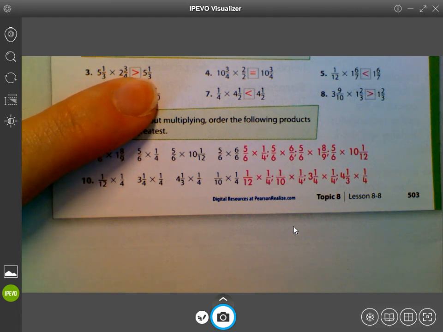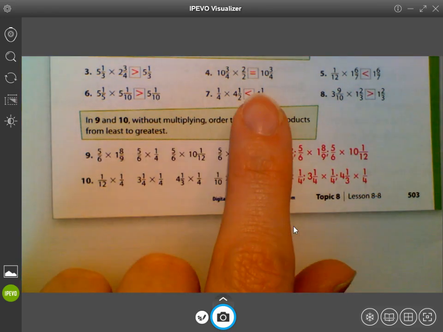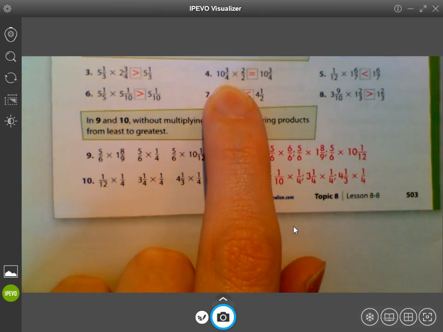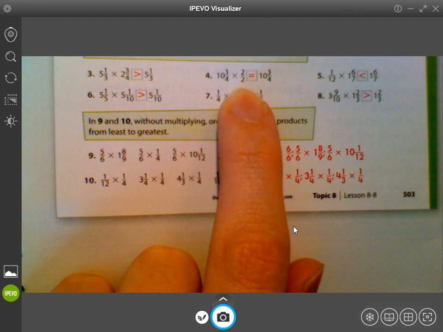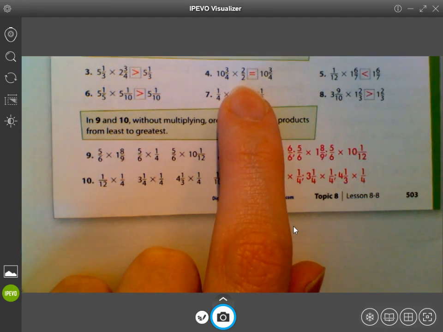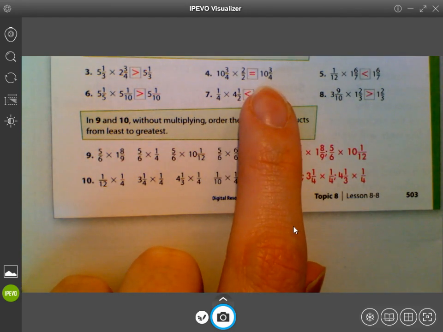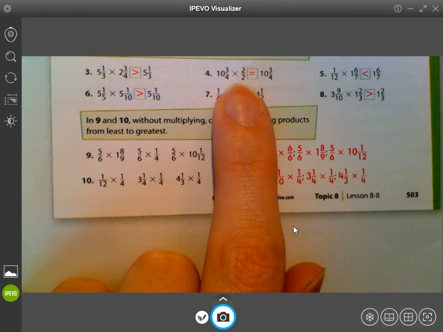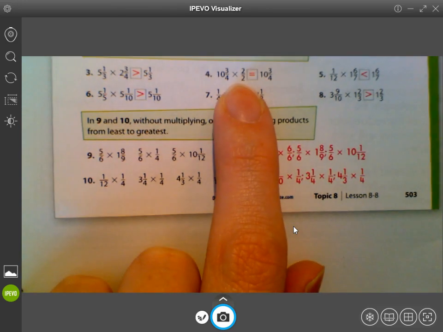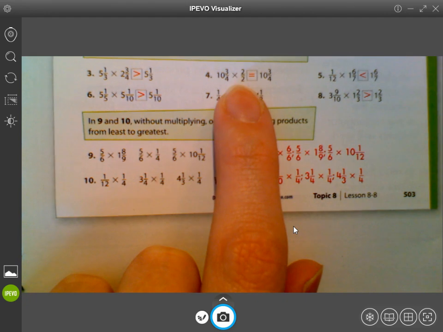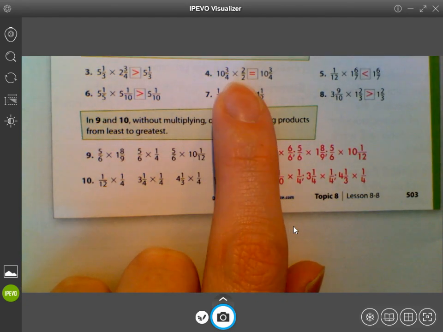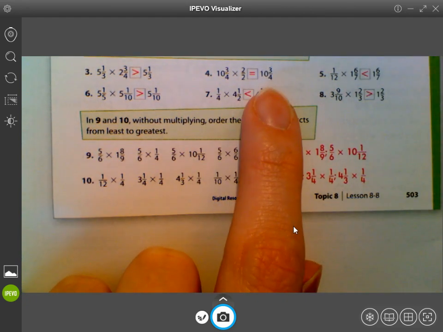Okay. Awesome. Then we have number 4, where we're taking 10 3/4 and multiplying it by 2 over 2. That would be equal to 10 3/4, because when the numerator and denominator are the same, that's the same as the whole number 1. So 10 3/4 times 1 is just going to be 10 3/4. How do we feel about number 4?